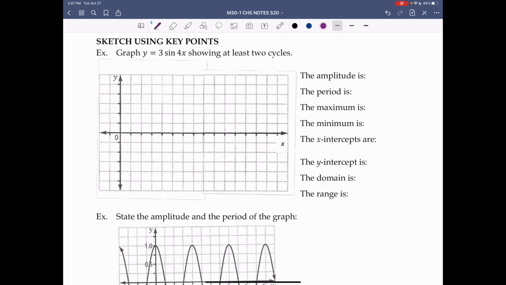Sketch using key points. Graph y equals 3 sine 4x, showing at least 2 cycles. The amplitude is the absolute value of the a value, which equals the absolute value of 3, which equals 3.